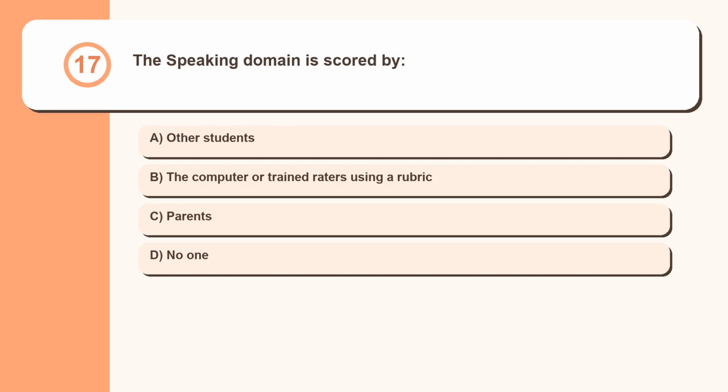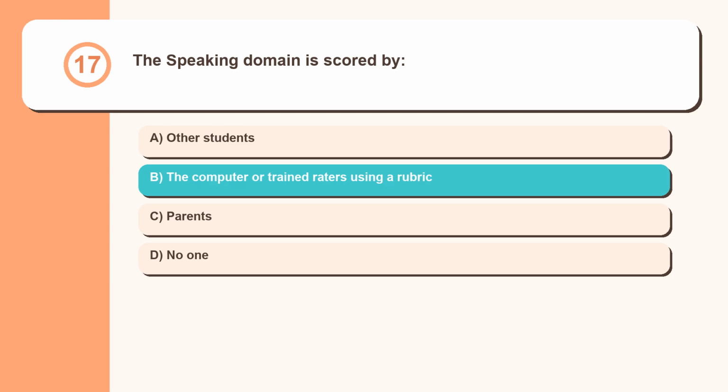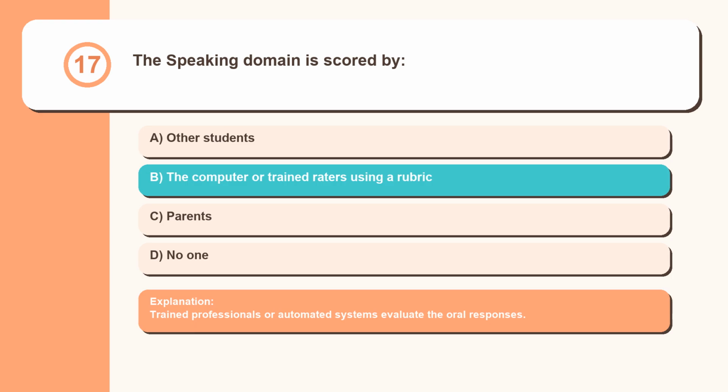Question 17. The speaking domain is scored by other students, the computer or trained raters using a rubric, parents, no one. Trained professionals or automated systems evaluate the oral responses.